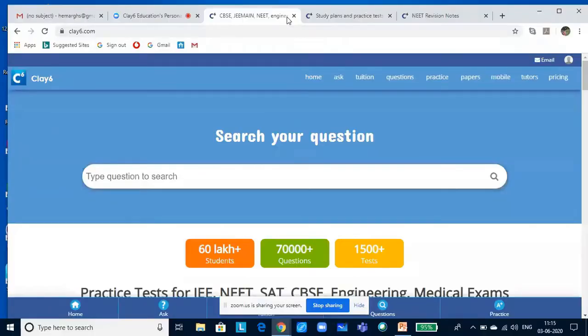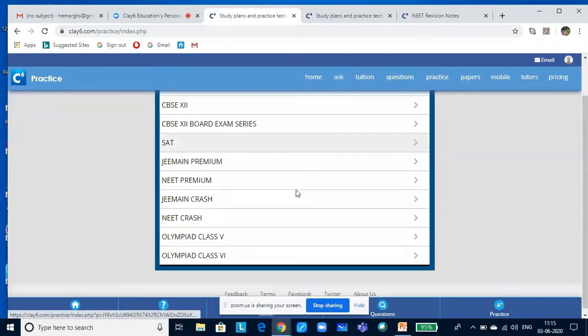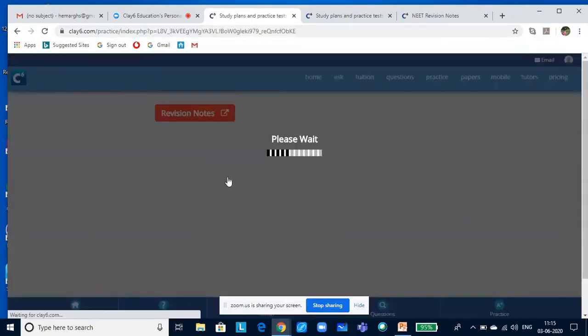I will be covering principles of inheritance. Briefly, I will run through how to access revision notes and tests on classix.com. Open the classix.com page and click on practice. So you will see a lot of packages. Select NEET Premium because we are doing the NEET course here.